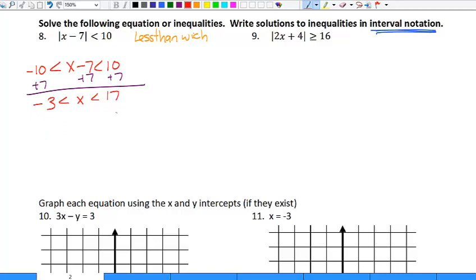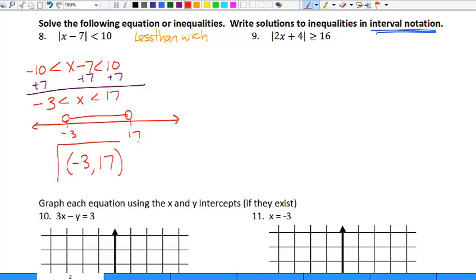So this is the answer in inequality notation, not interval notation. So you're not done here. So if I make negative 3 and 17 open circles, my solution would be sandwiched between negative 3 and 17. The interval notation would be parentheses, negative 3, 17, parentheses.